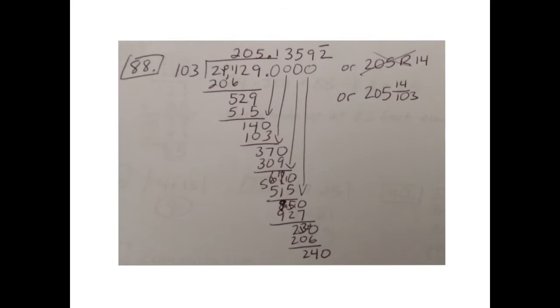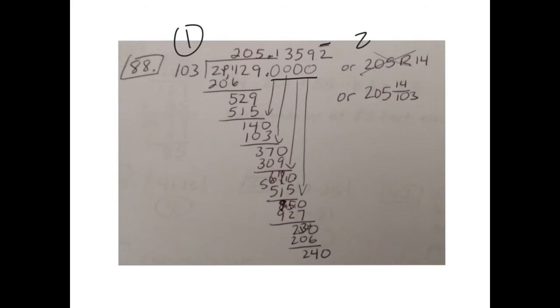So again, just to review, the point of this video is to make sure you understand the 3 different ways of representing a quotient. Number 1, adding a decimal and continuing to divide by adding zeros until you get an answer that terminates or repeats. In this case, on number 88, the 2 starts to repeat.